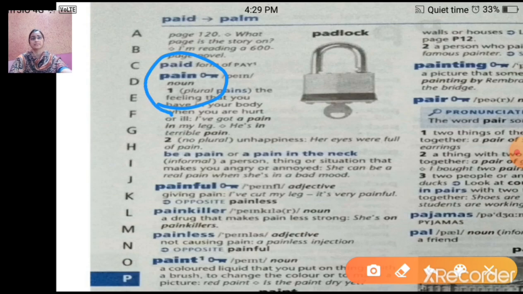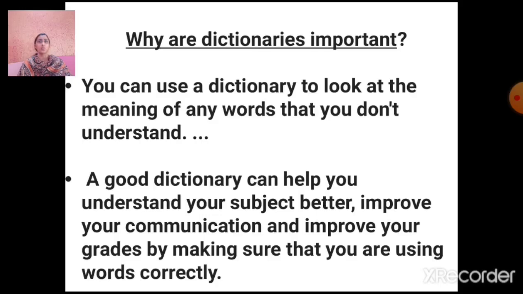Alright? Now let's understand why dictionaries are important. You can use a dictionary to look at the meaning of any words that you don't understand. Yes, when we find any new word, we always look into the dictionary to get its meaning, right?